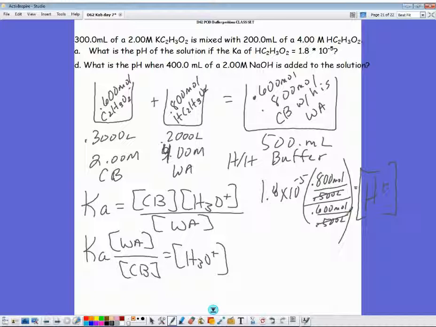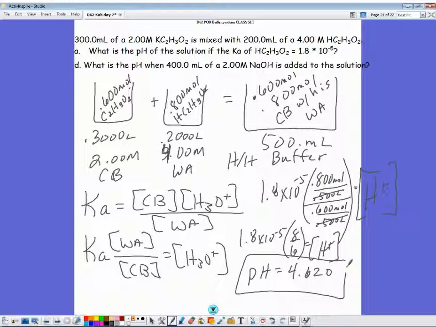What I really have then is 1.8 times 10 to the minus 5 times 8 over 6 equals H plus. Agreed? And so we got an H plus, and we took the minus log of it, and we got a pH of 4.620 for my buffer. Did we get that? That was my goal.